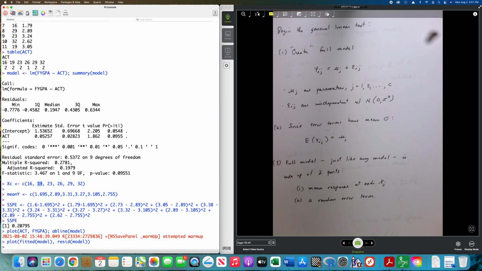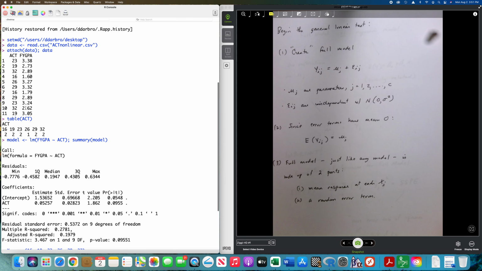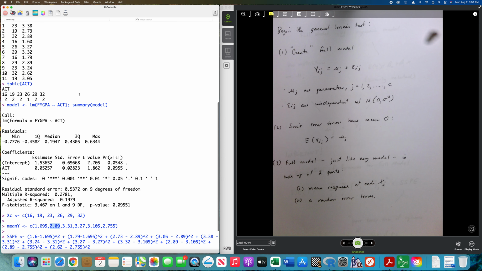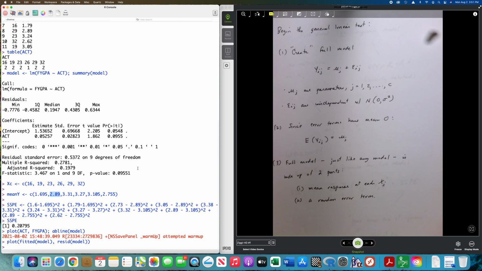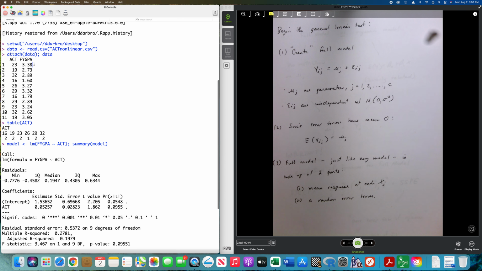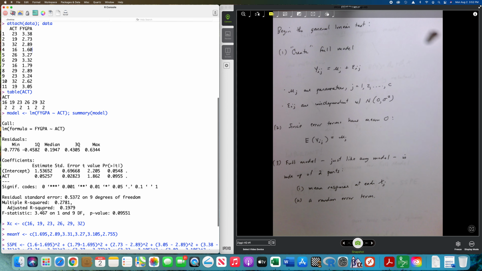Same thing for a score of 19. 19 had 2 measurements. What were they? 3.05 and 2.73. So the mean of those 2 scores is 2.89. So what we're saying there is that each of these y values up here can be expressed as the mean plus or minus an error term.